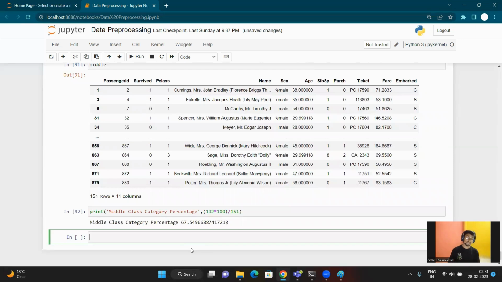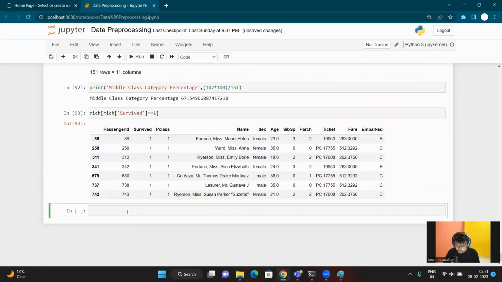Okay, let's just see the same for the rich category. So for the rich, we'll write rich and fare, and we'll write fare greater than, not greater than, and we'll not write C, we'll write survived, survived double equal to 1. We wanted to see rich. Okay, now rich.